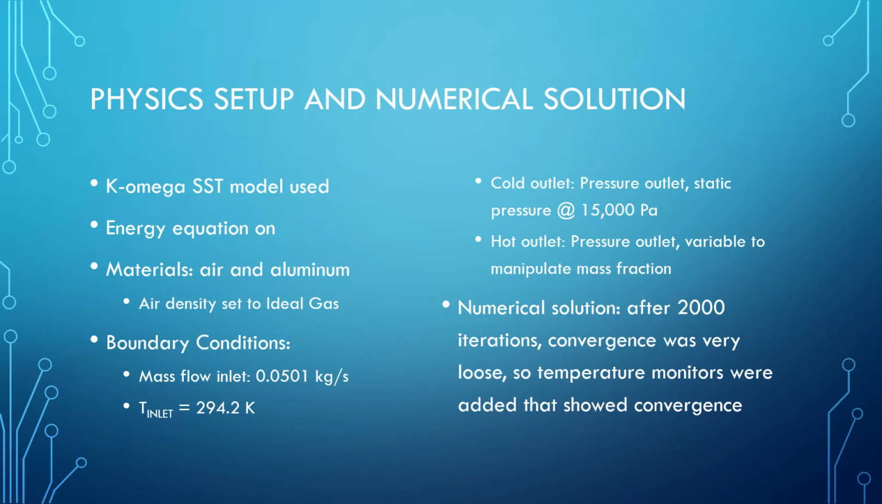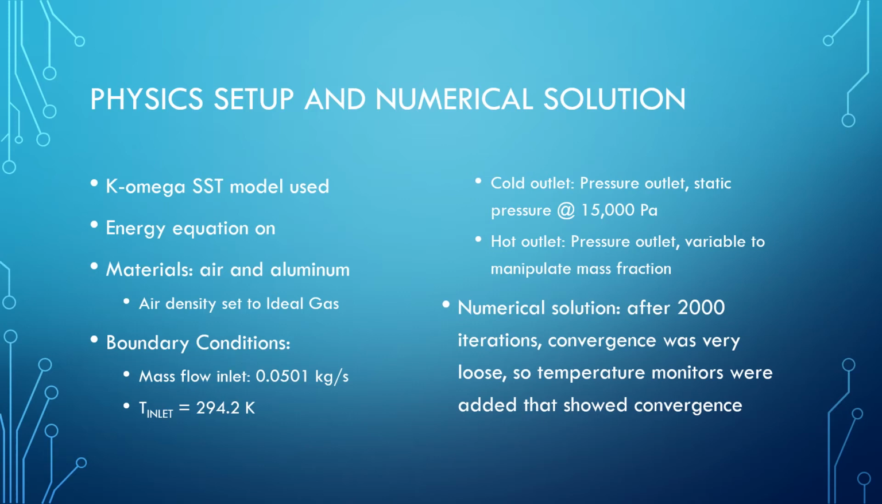For the boundary conditions, I did a mass flow inlet. The temperature of that inlet was 294.2 degrees Kelvin. At the cold outlet, I made that a pressure outlet with a static pressure of 15,000 pascals. The hot outlet is also a pressure outlet, but I varied that one depending on the mass fraction that I wanted, in that particular scenario.